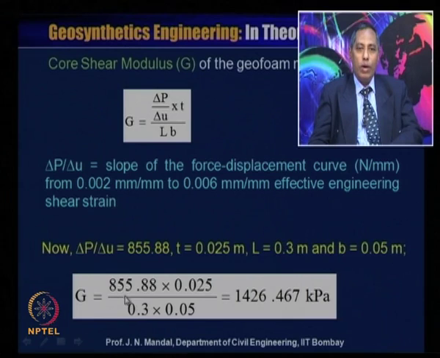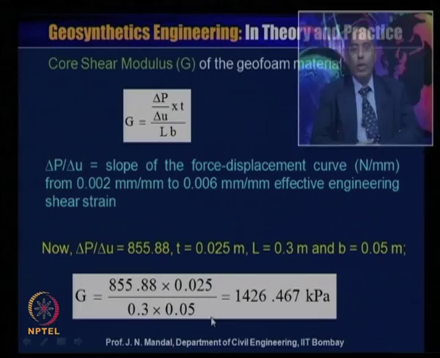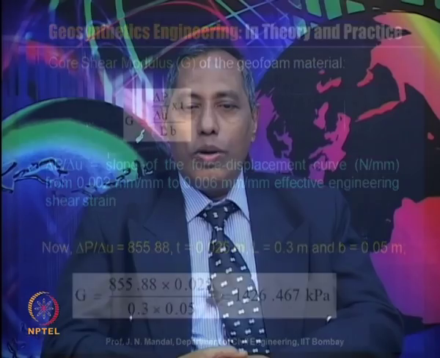So, from this you can calculate the shear modulus G. G will be equal to delta P by delta U, 855.88, into T, which is 0.025, divided by L, which is 0.3 meter, into B, which is 0.05 meter. So, this will give the G value, that means the shear modulus value of geofoam, as 1426.467 kilopascal.